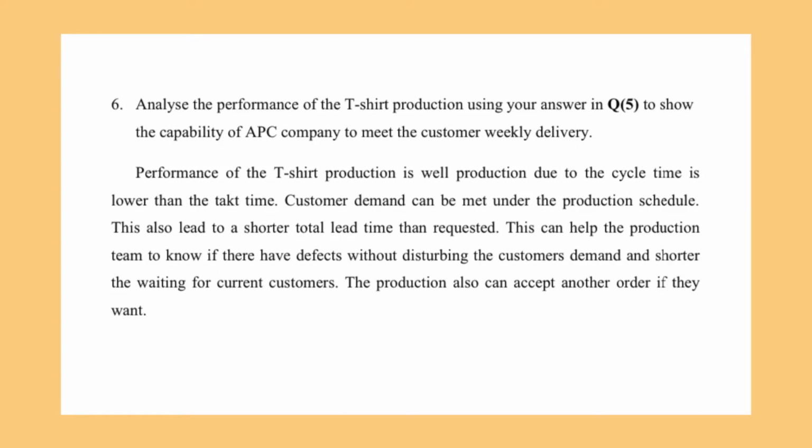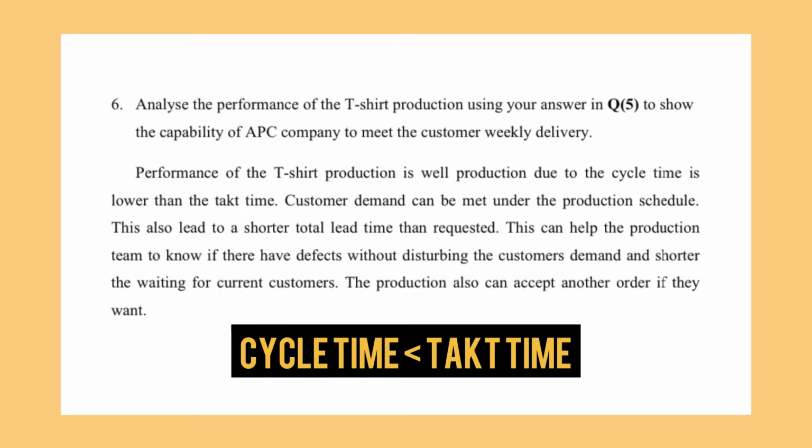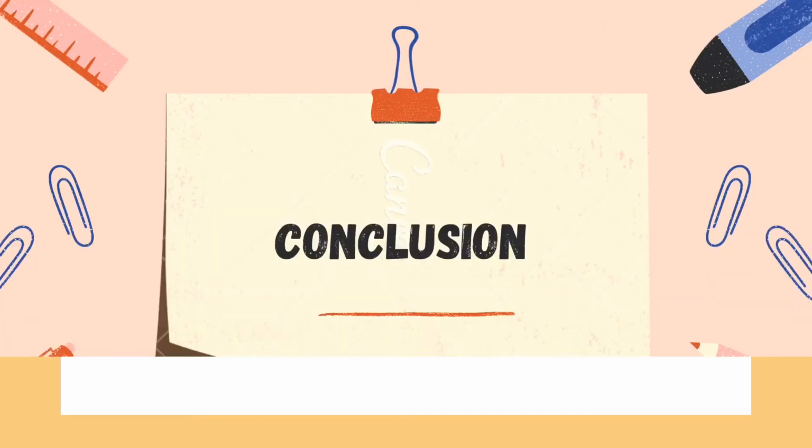So, as we can see, the performance of the t-shirt production is good because the cycle time is lower than the takt time. The cycle time is 7 minutes while the takt time is 9 minutes.